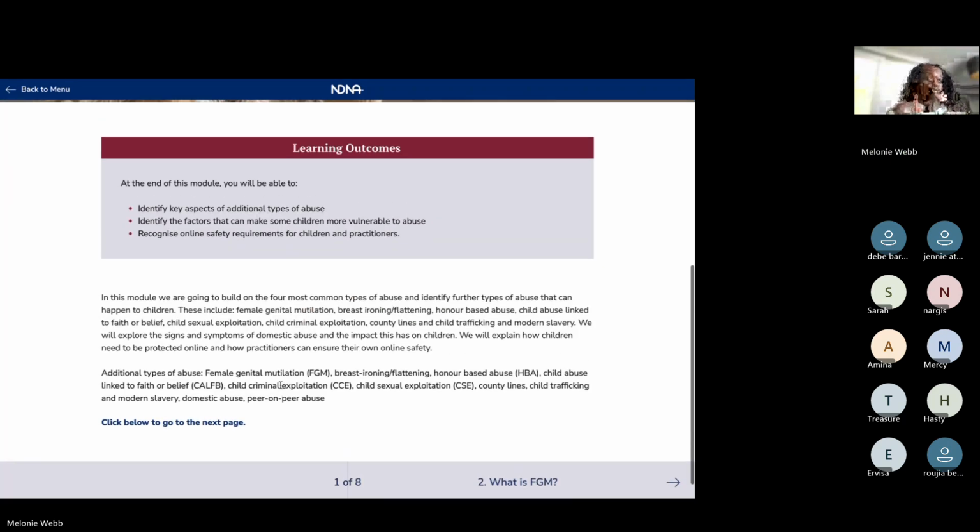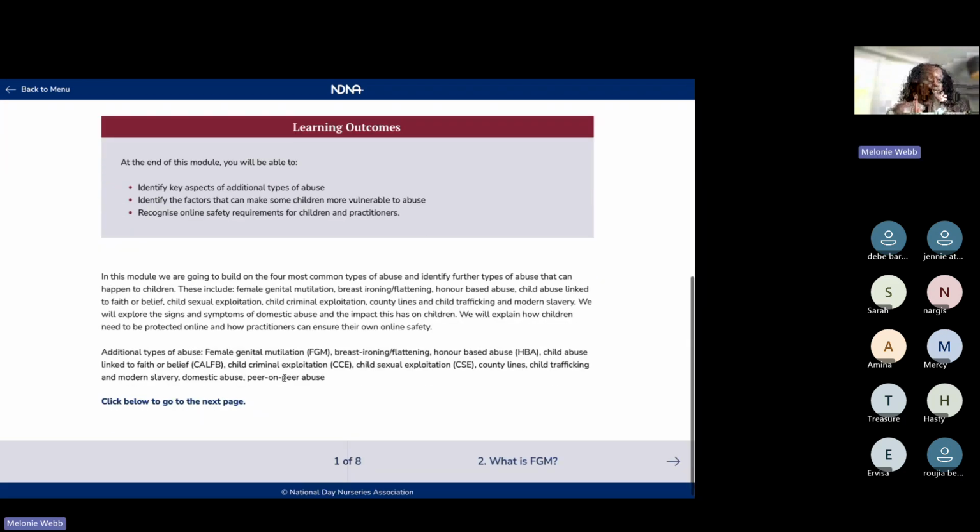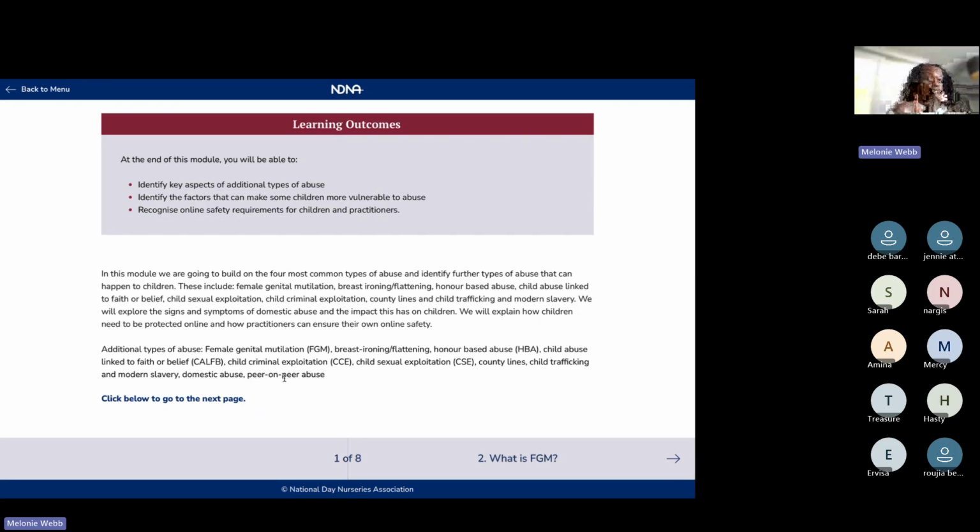Okay. So module, I want to say 4. Yeah, module 4. In this module, we are going to build on the 4 most common types of abuse and identify further types of abuse that can happen to children. These include female genital mutilation, breast ironing, honor-based abuse, child abuse linked to faith or belief, child sexual exploitation, child criminal exploitation, county lines and trafficking, and modern slavery.